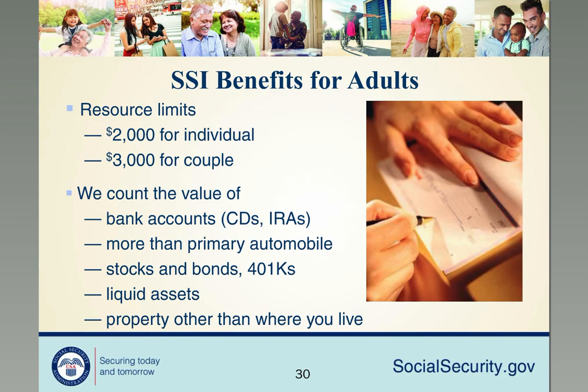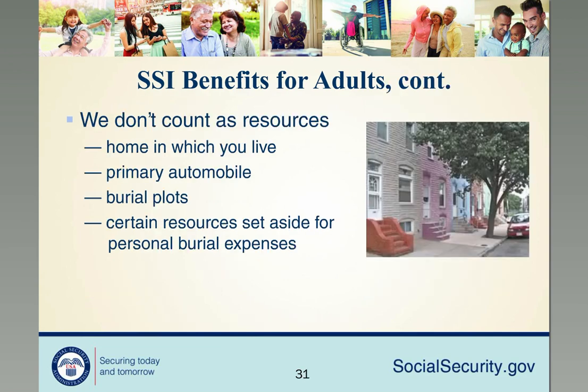We're also going to look at your stocks, bonds, 401ks, pensions, other different items that you own, liquid assets, property other than where you live. Now then, we will typically exclude the home that you live in. Some of the things we'll exclude from what are benefits: the home in which you live, your primary automobile or your primary form of transportation, burial plots, and certain resources set aside for personal burial expenses. If you have money set aside for burial purposes, we can exclude those monies as well, up to a certain limit.